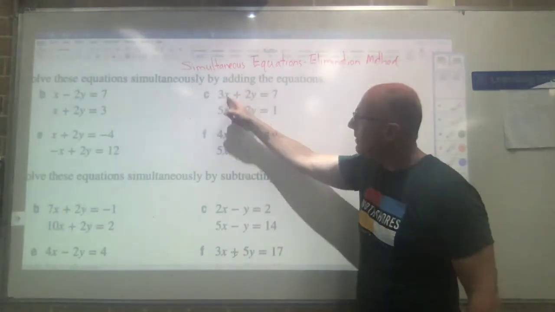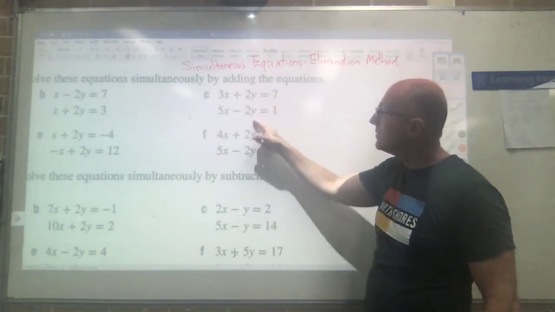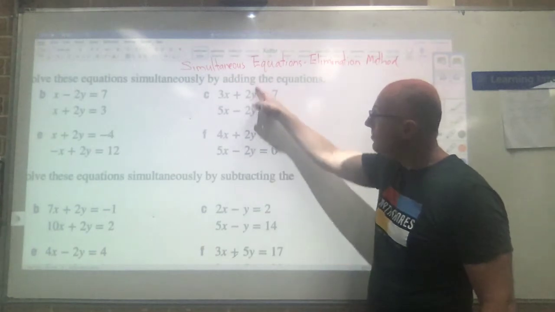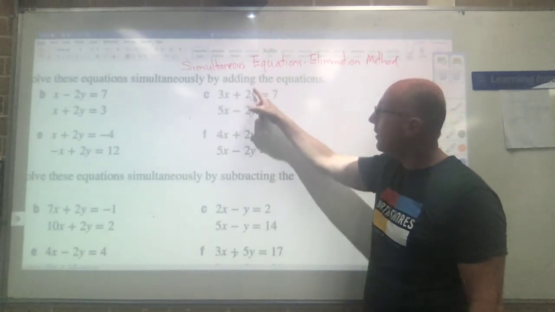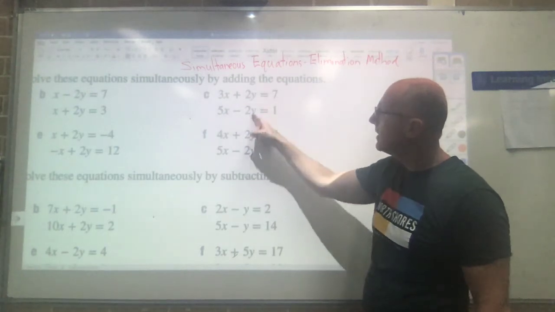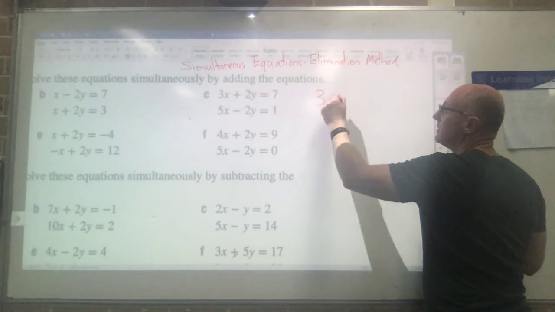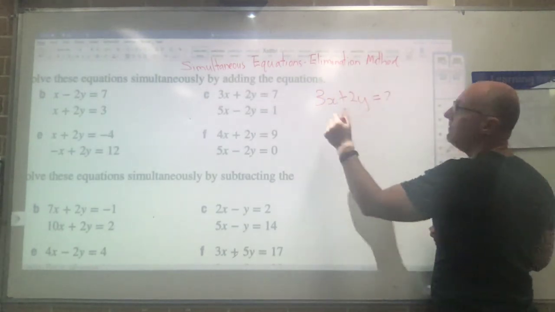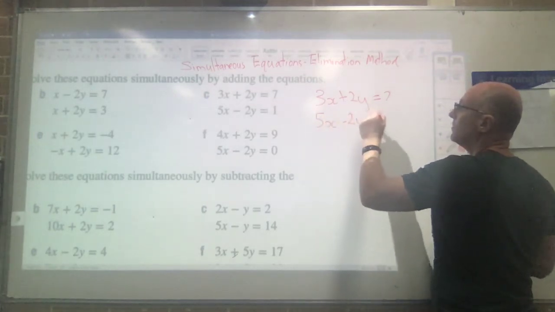You'll notice that the 3x and 5x don't match up. However, sorry, the 2y and 2y does match up. So it's not going to be as hard as I thought. These two match up. Don't worry that one's a plus, one's a minus. Just focus on the fact that both of them are 2. I'll write them to the side. The first one is 3x plus 2y equals 7. Underneath, 5x minus 2y equals 1.